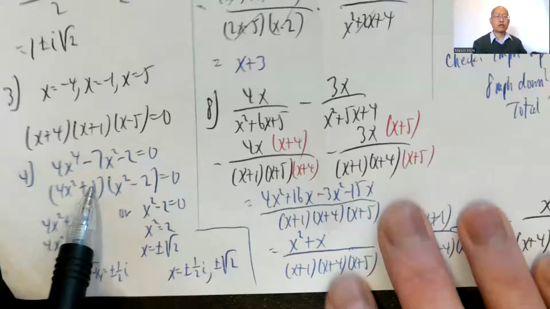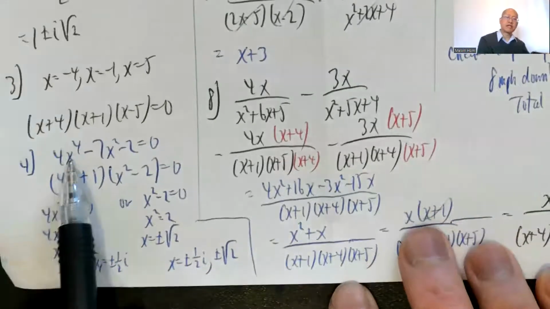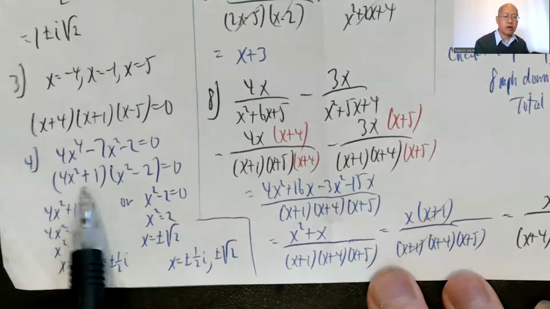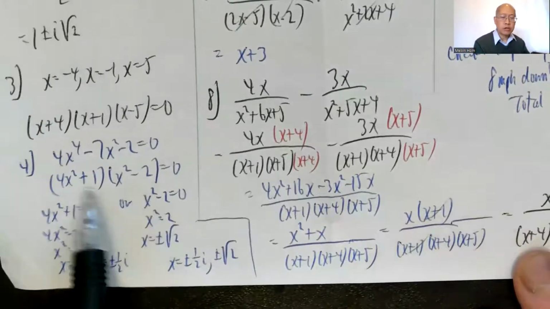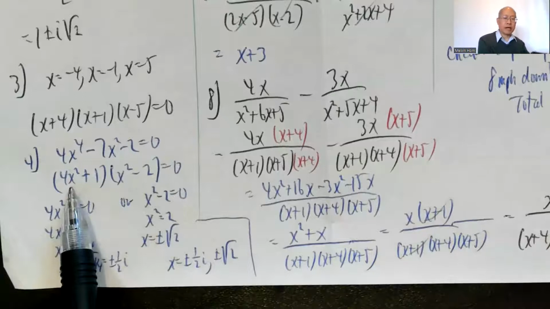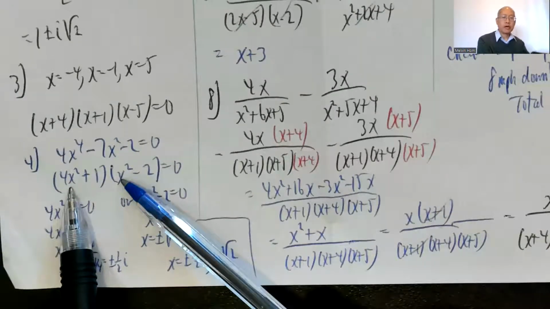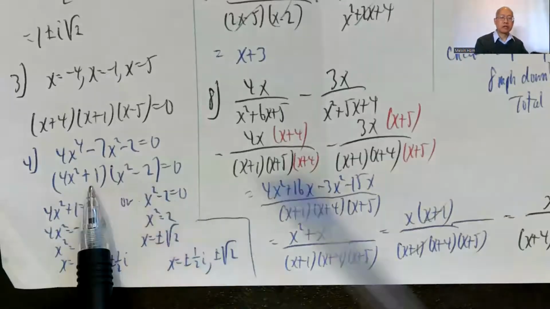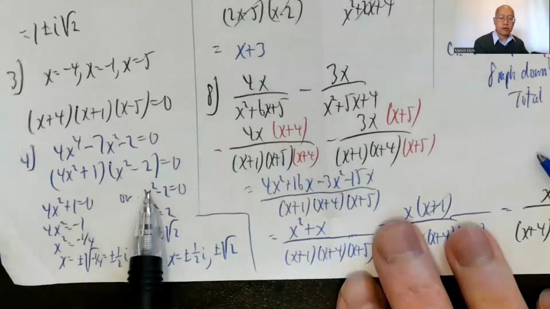Number 4 is a quadratic in x squared. Pretend this is x squared squared. So it's factorable into 4x squared plus 1, x squared minus 2. You can easily double check that by multiplying it back out. There's 4x to the fourth minus 8x squared plus 1x squared is a minus 7x squared minus 2. So that means either this is 0 or this is 0.